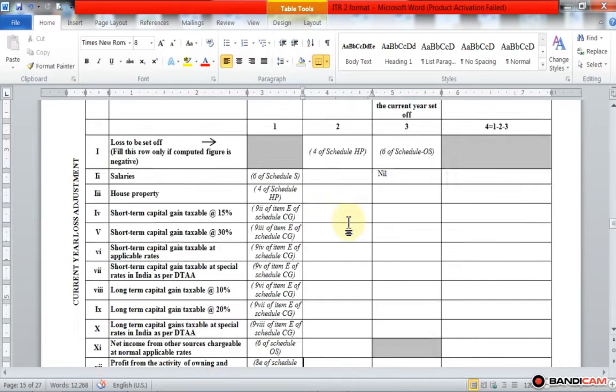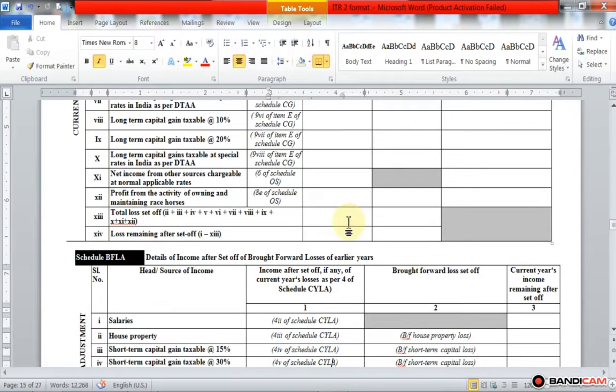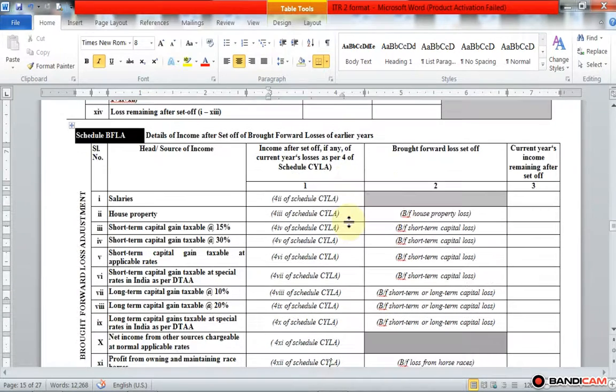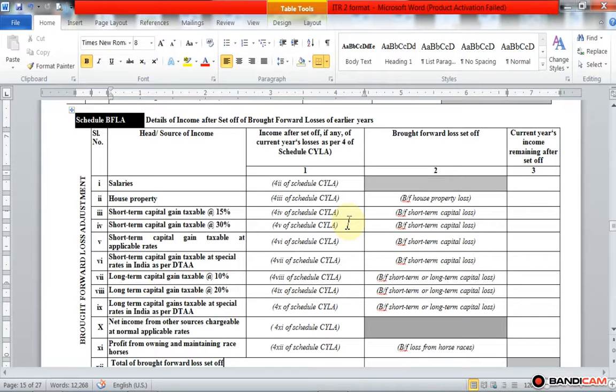Okay, then the SSC will fill a schedule number BFLA. So BFLA is relating to the set off of brought forward losses of earlier years. It means previous years' losses can be carried forward, brought forward. So the SSC will furnish all information relating to the brought forward losses of the previous year. So here the column is filled by the SSC if the losses are carried forward by the SSC year after year.